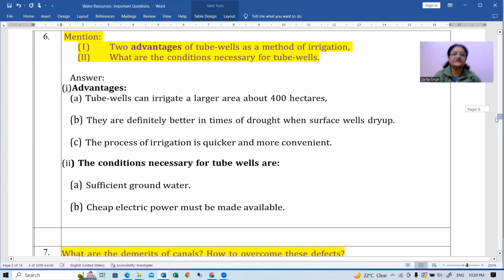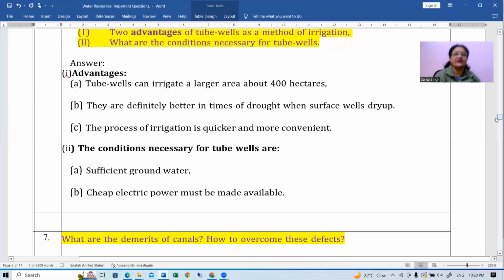Right. Next is, two advantages of tube wells as a method of irrigation. What are the conditions necessary for tube wells? Number one, the advantages: tube wells can irrigate a larger area at once. Number two, they are definitely better in times of drought, when most of the water sources, the water bodies, get dry. If we talk about wells, if wells are not so deep, they may also get dry during the drought period. Now, tube wells never get dry.